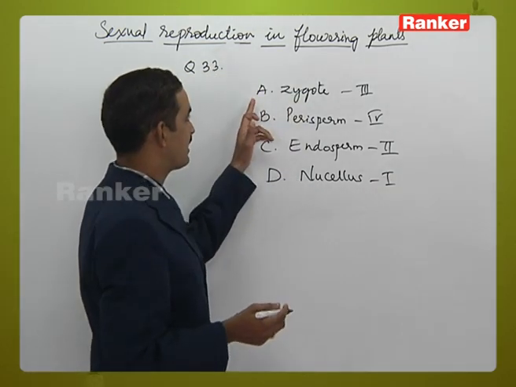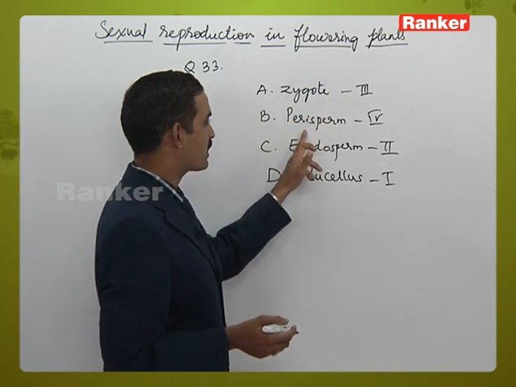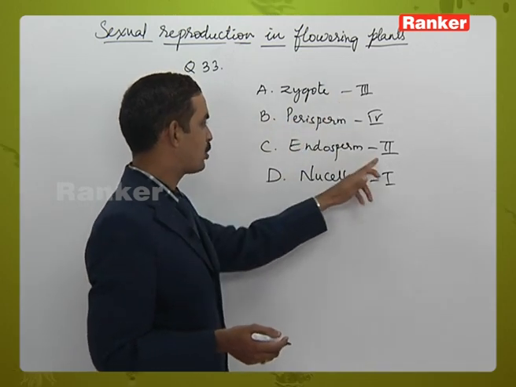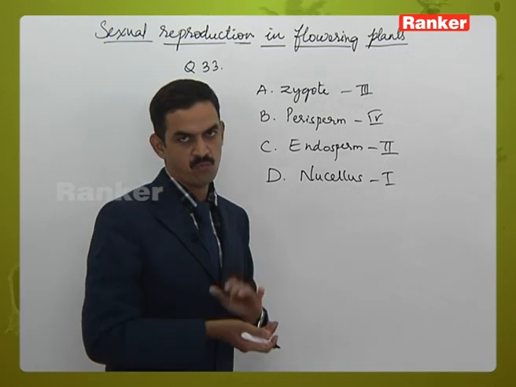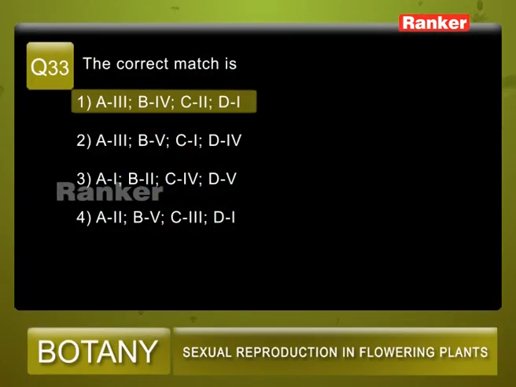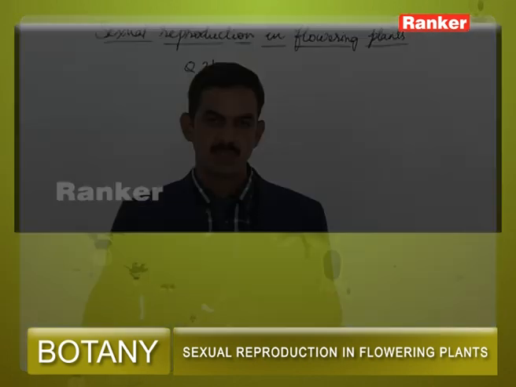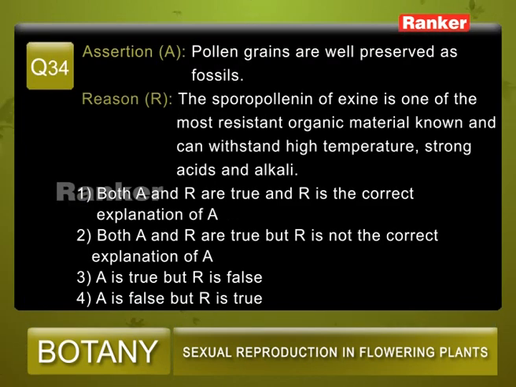So from the given options, A. Zygote is 3, B. Perisperm is 4, C. Endosperm is 2, D. Nucellus is 1. So question number 33, the correct answer is 1. Question number 34, assertion: Pollen grains are well preserved as fossils.